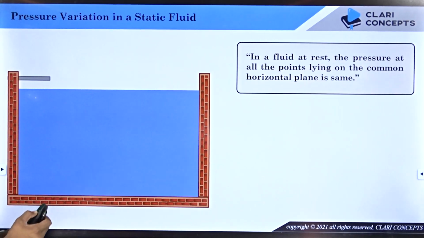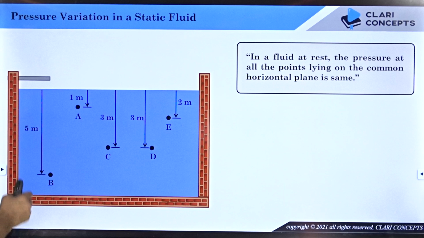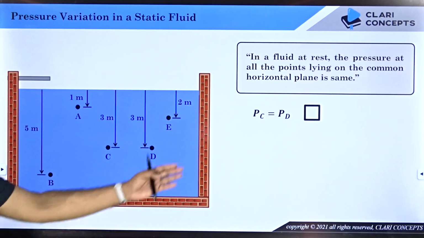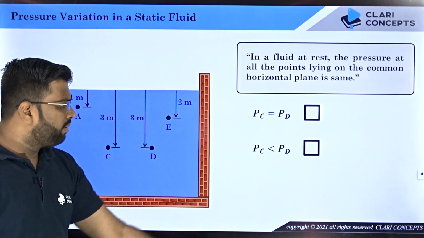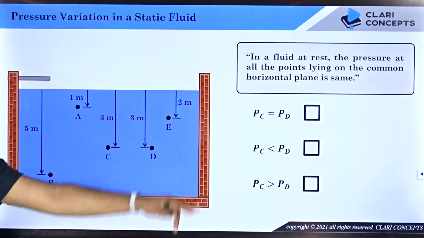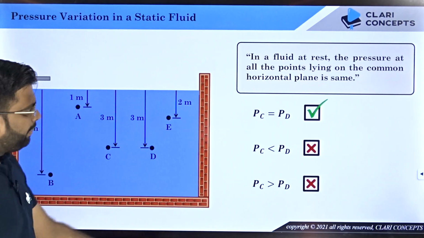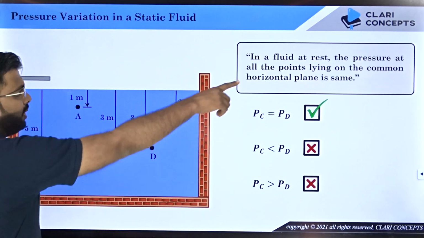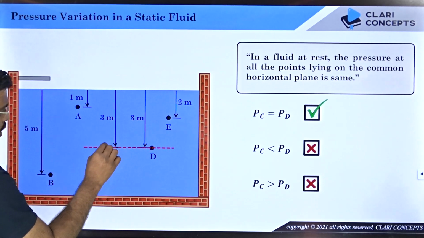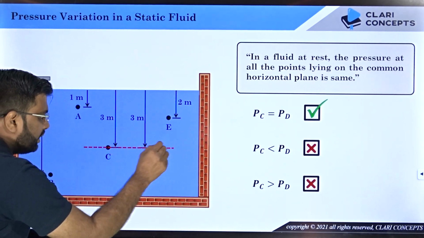Yes? Okay. Now let me ask you several questions. I have a few points A, B, C, D, E at different heights and it is already mentioned. Now let me ask you, what is the relation between the pressure at C and D? Both of them are at 3 meters of depth. Whether the pressures are equal, whether the pressure at C is less than the pressure at D, or whether the pressure at C is greater than the pressure at D. Which one of these three do you think is correct? Obviously the pressures at C and D are equal. Why? Using this principle. Both of them are lying on a common horizontal plane, and therefore the pressure not only at C and D, but at all the points on this line will be equal.